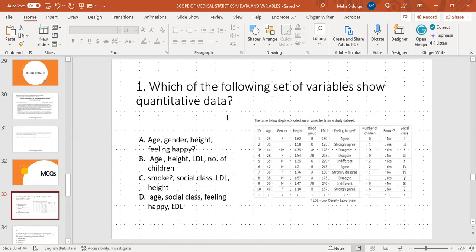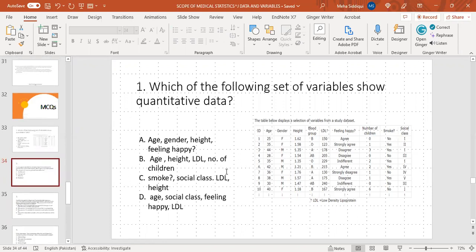A, age, gender, height, feeling happy. B, age, height, LDL, number of children. C, smoking, social class, LDL, height. D, age, social class, feeling happy, LDL. B. Yes, B is the right option because all of these variables are of quantitative nature.